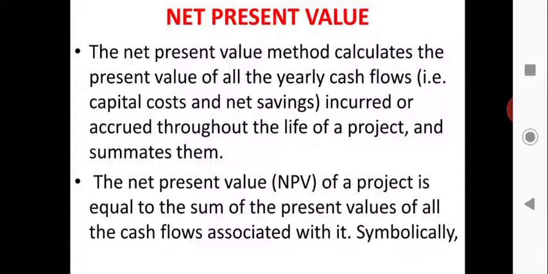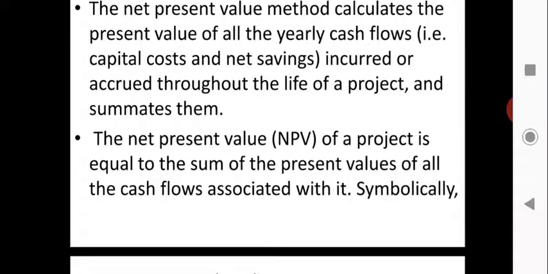The net present value method calculates the present value of all yearly cash flows. The first year it may be 10 lakh, the second year it may increase or decrease, the third year it may increase or decrease. Net present value calculates the present value of all yearly cash flows of that overbridge throughout the life of the project and sums them. The net present value of a project is equal to the sum of the present values of all the cash flows associated with it: the 50 lakhs you have invested, plus all the cash flows of 5 years.